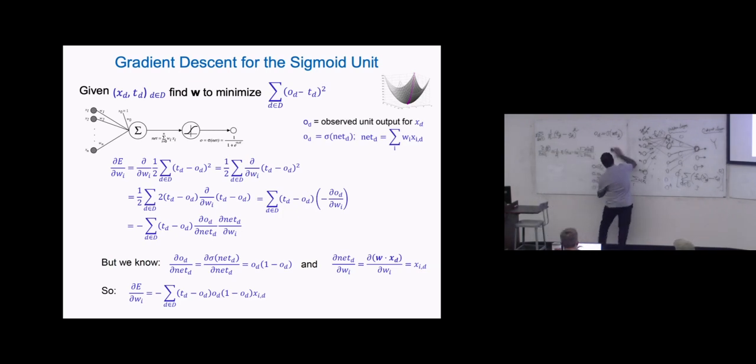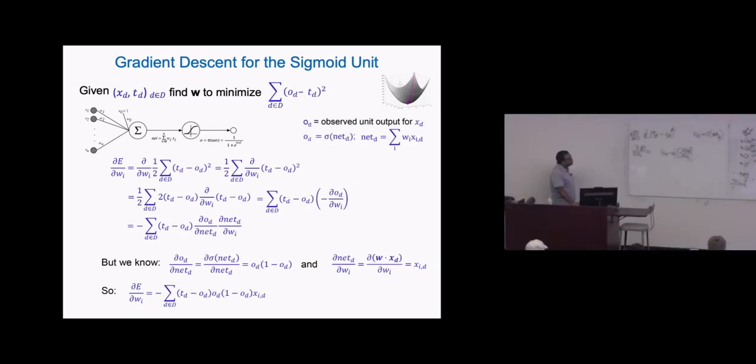Right? Is this clear? Right? Okay. This half and 2 goes away. That's why we actually had that half. That helps. But now we have something like this, and we need to know how to compute this. So OD is essentially this sigmoid function, right? So what do we do? What can we do?